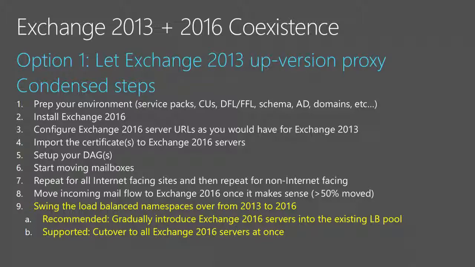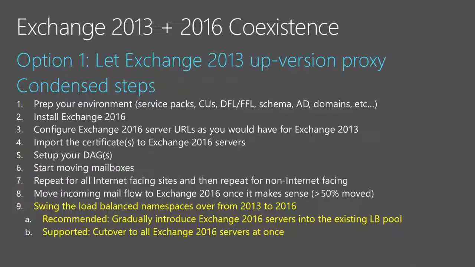So all the steps are largely the same as 2010 until you get to step number 9, which is why it's in yellow. This is when, at the end, you would decide to swing the load balance traffic over away from 2013 and over to 2016. And you can do it gradually, which is what we would recommend, or you can do a cutover, which is turn off the 2013 servers, turn on the 2016 servers, and be done with it. That is also supported as well. So this is option 1.